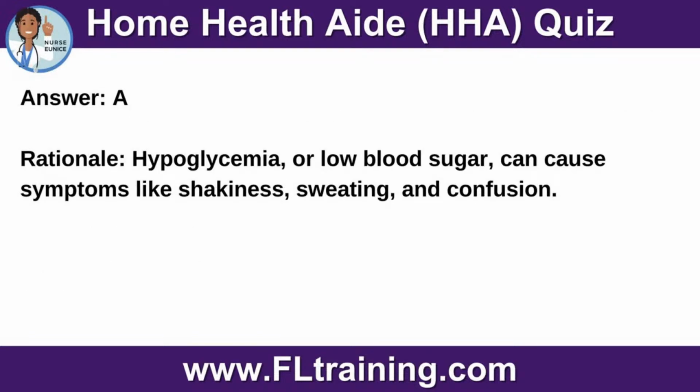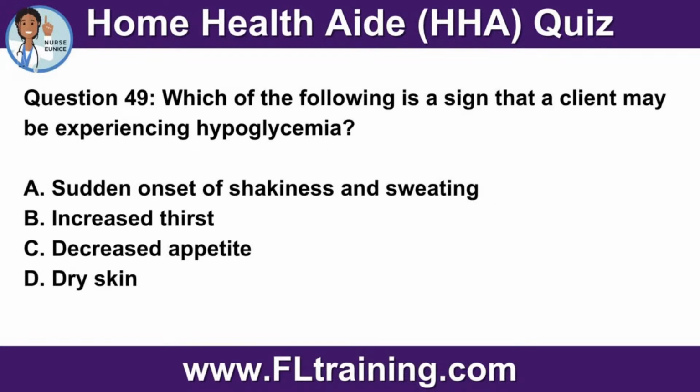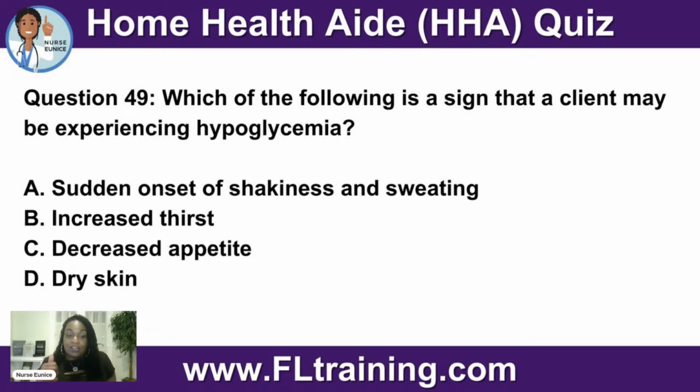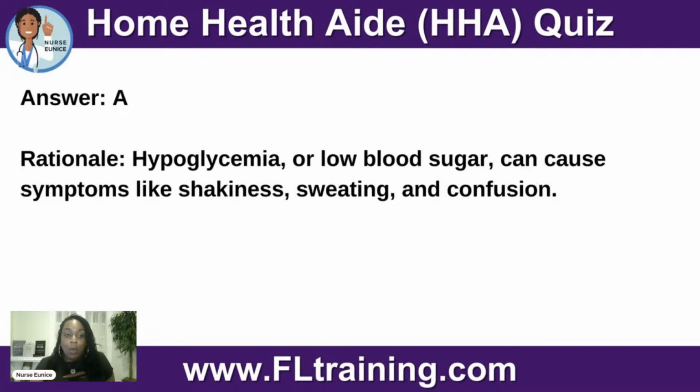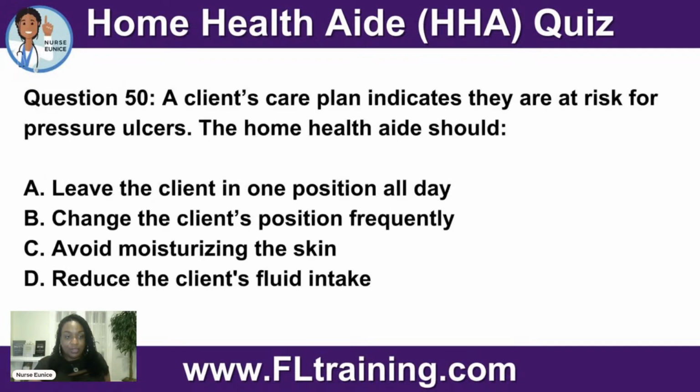So let's go back. For this one, it would not be increased thirst. And I know that gets confusing. So when someone's sugars are high, like when they have diabetic ketoacidosis, that's when they're thirsty all the time and they're urinating all the time. So thirst is hyperglycemia. When someone's blood sugars are low, hypoglycemia is when they have the shakiness, the sweating, and also the confusion.